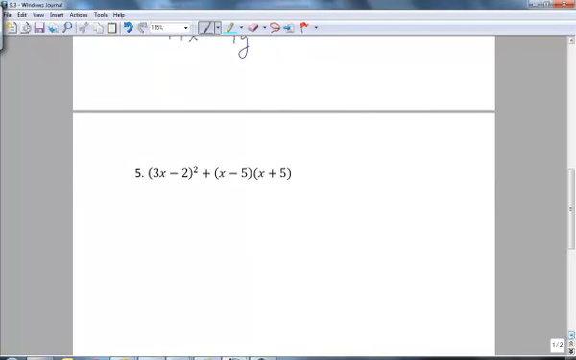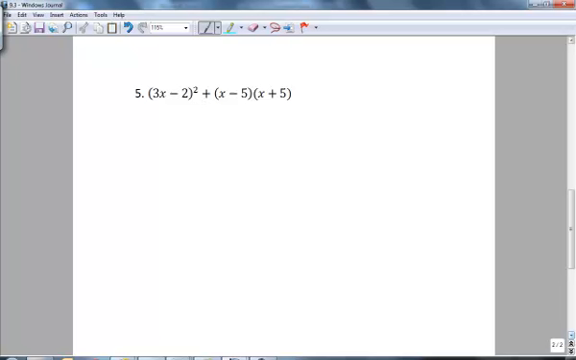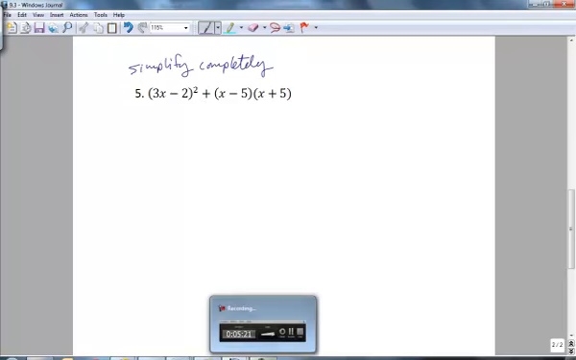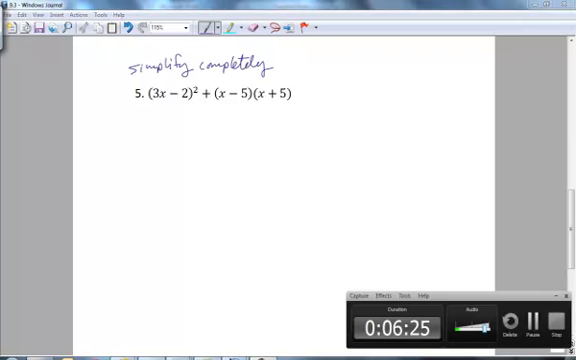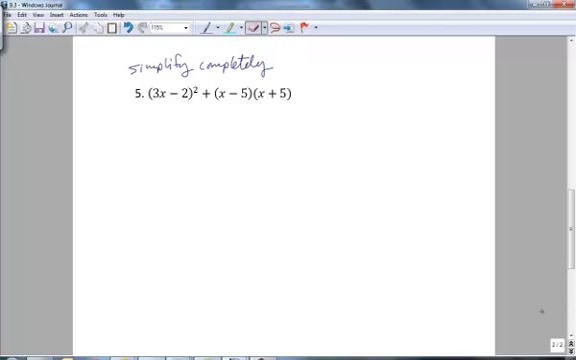All right, last one, number 5. This is a combination. The instructions here would be to simplify completely. So I'll let you pause the video, try this one on your own, see how you do, and check your answer in a minute. All right, let's see how you did.